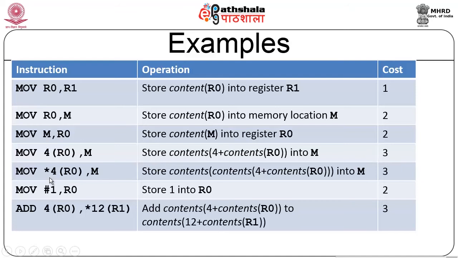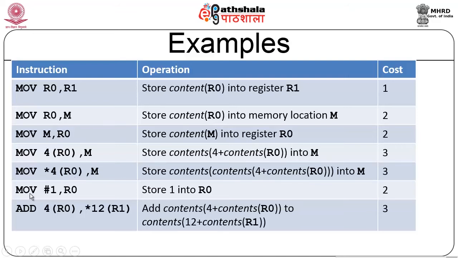Now, the next one is move star of 4 comma R0, 4 of R0 comma M. Again, move is going to cost us 1, this M is going to cost us 1. How do I get this 4 of R0, which is nothing but contents of 4 plus contents of R0. So, here it is simply 4 plus contents of R0. Again, this is going to be costing you 1. So, 1 plus 1 plus 1, which is going to be 3.